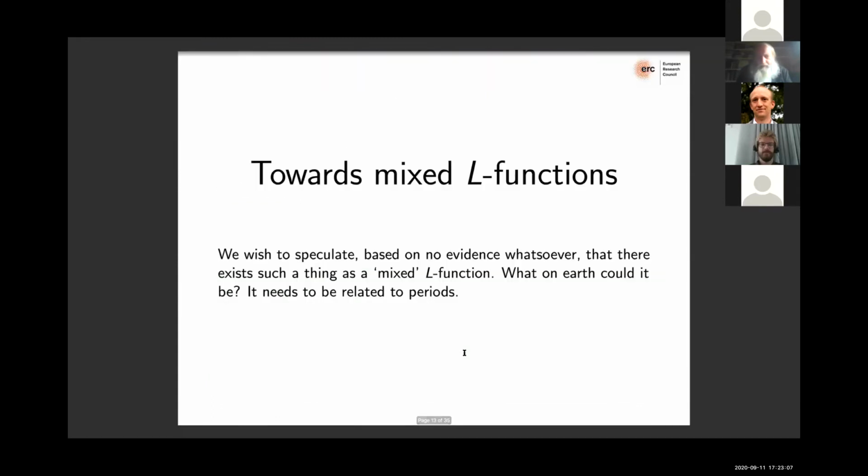Okay, so now I want to tentatively feel my way towards possible mixed L functions. As I say, there's no definition out there, and there's no hint in the literature that such a thing might exist. I'll say a bit more about that, but there isn't. It's not clear whether such a thing should exist at all. But if it did, we would want it to be related to periods.